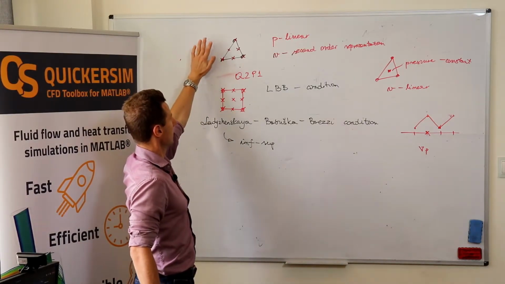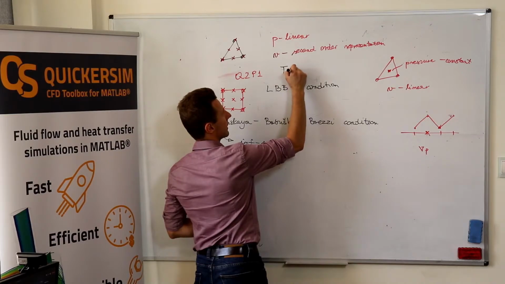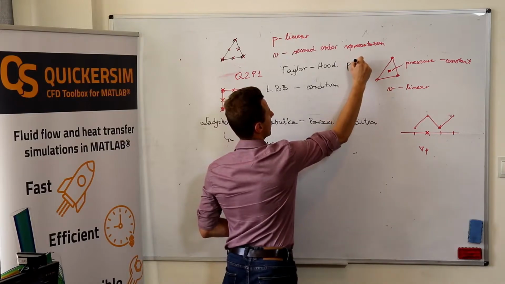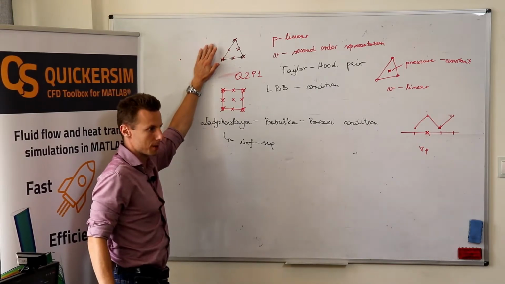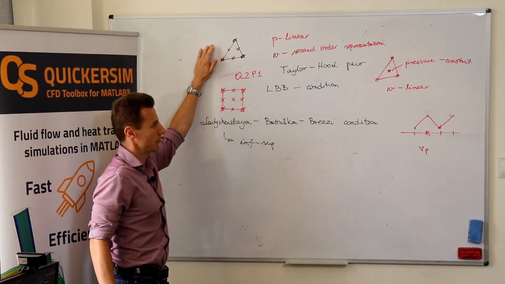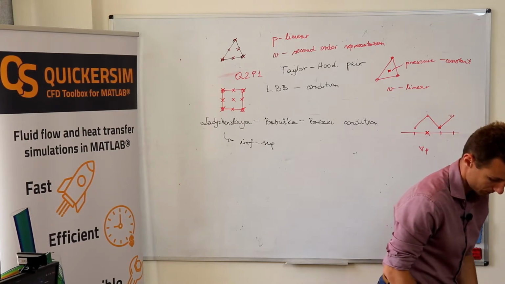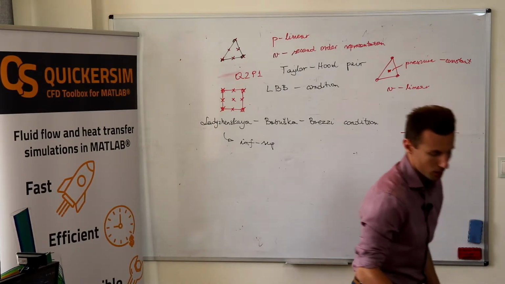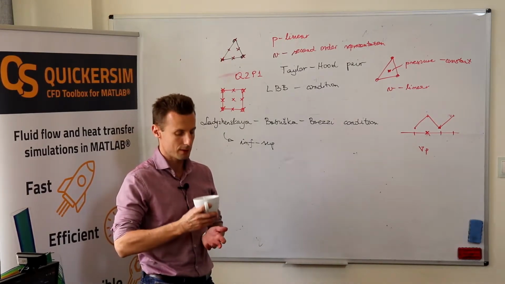Certainly you need to remember that the Q2P1 elements are often referred to as the Taylor-Hood pair. That's one of the most common choices for finite elements, how to represent the velocity field and pressure field to keep the whole discretization stable. Okay, what's the other problem that we had in finite volumes or finite differences?